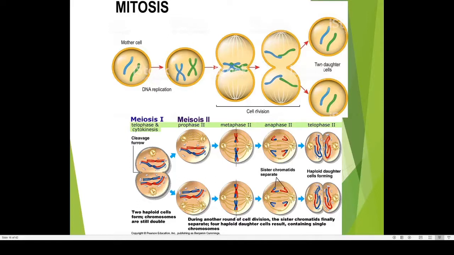Your meiosis, however, is much more complicated, and it has its own phases. It has telophase, and then prophase 2, metaphase 1, metaphase 2, anaphase 2, and telophase 2. So each of those phases has something happening within the cell as they divide.